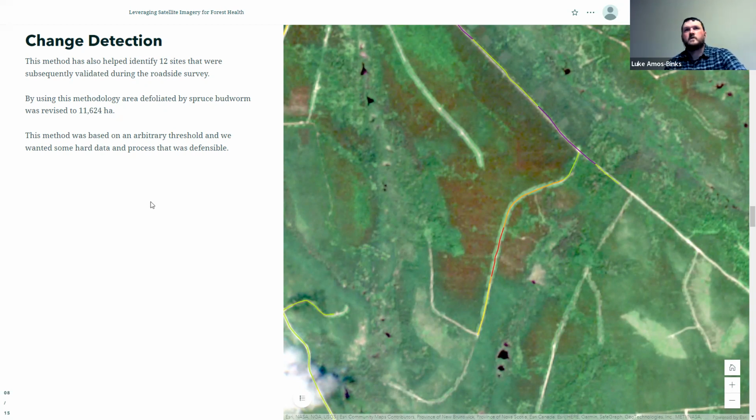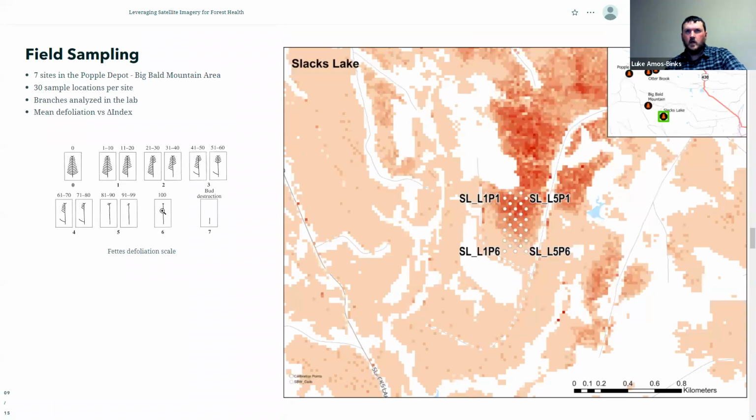So it was all promising stuff, but it was sort of an arbitrary threshold that we had set. We had just said anything with a value of 0 or less was considered defoliated. So we wanted some hard data and a process that was a little bit more defensible when it came to presenting this data versus our typical aerial survey numbers. So to do that, we did some additional field sampling.